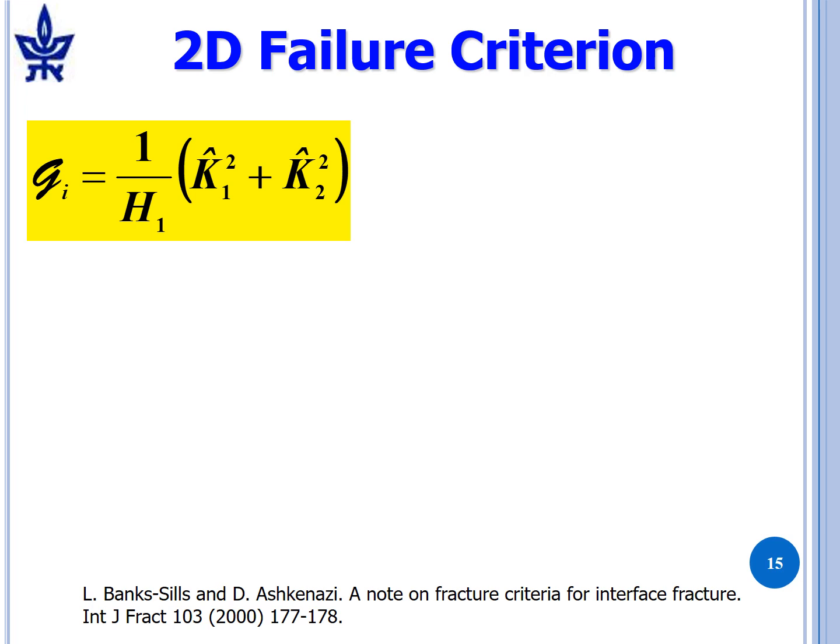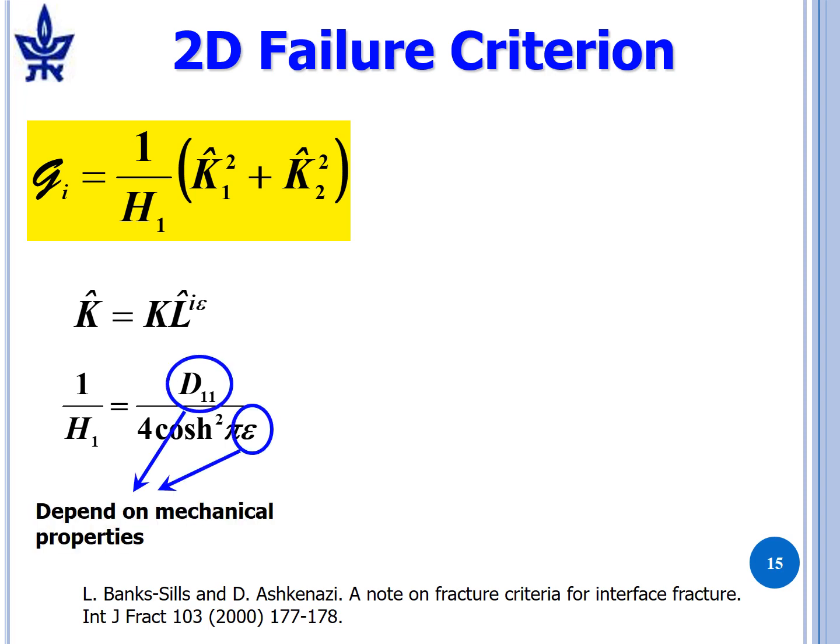We write GI in terms of the hatted quantities, the ones that are normalized. The reason we normalize them is we then can fit the test data to our criterion in a better way. This is a free parameter that we use to fit the data. Previously you saw this as K1 squared plus K2 squared without the hat, but you can show that they're equivalent. And H1, as I said before, is related to mechanical properties, and now you see more distinctly what H1 is. Epsilon is the oscillatory parameter, and D11 is a diagonal member of a 3x3 matrix that we determine by the Stroh formalism, and they depend on mechanical properties.